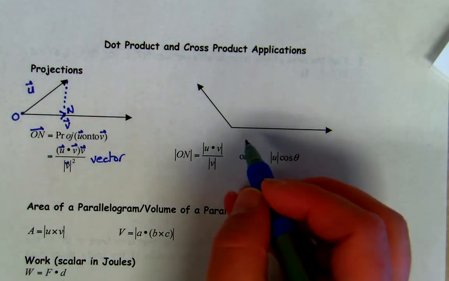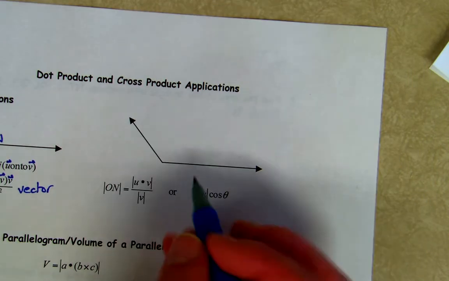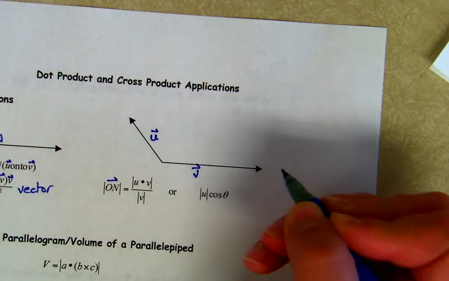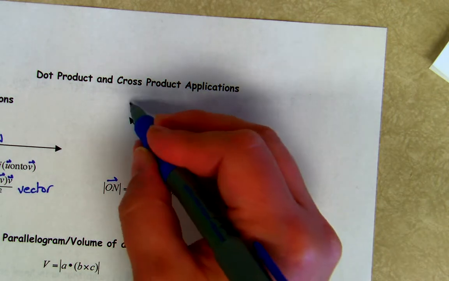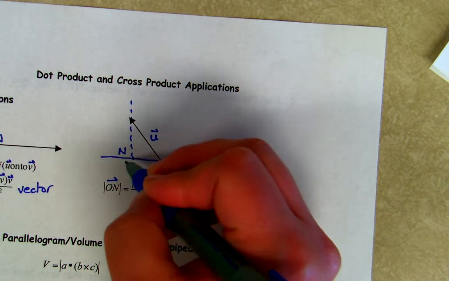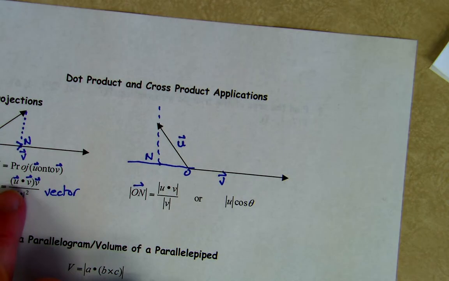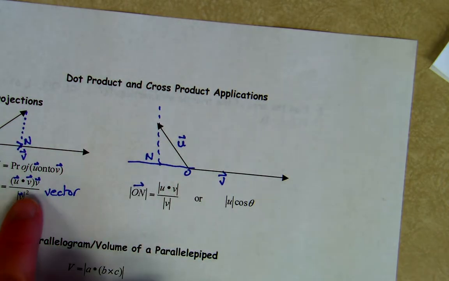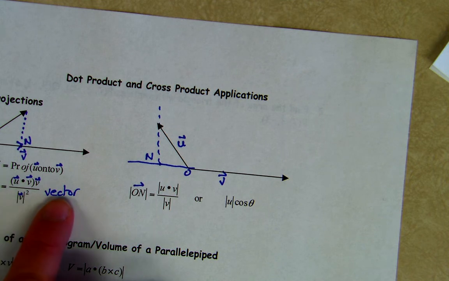I can also project if the angle between them is not less than 90 degrees. So I have U and V. O is still where they meet, but in this case, my N is going to be behind the vector V. So when I do this, I'm going to end up getting a negative because it's actually in the opposite direction of V, but I would still use this formula. This gives me a vector.